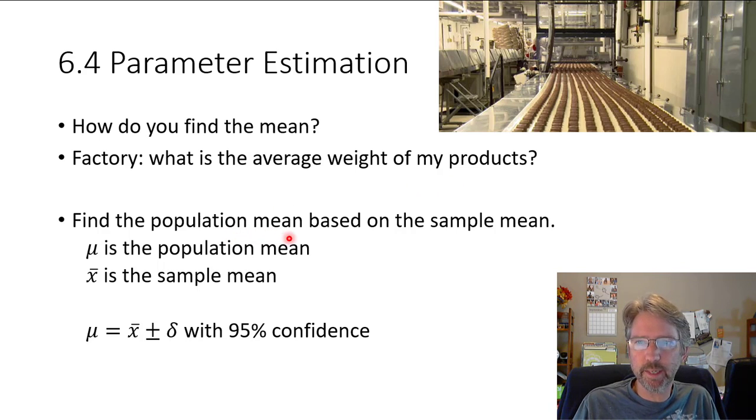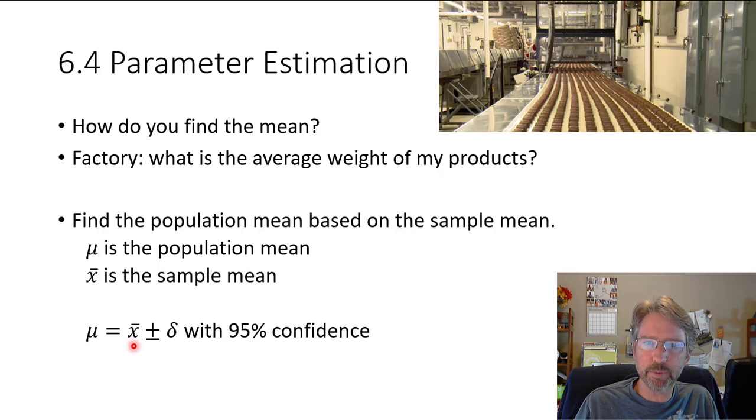And the problem is usually you can only take a sample of the population. So we're trying to estimate the population mean based on the sample mean, that is our goal. So remember, mu is the population mean and x bar is the sample mean. And what we really like is an expression like this one, where we know that the population mean is the sample mean, which is what we can measure.